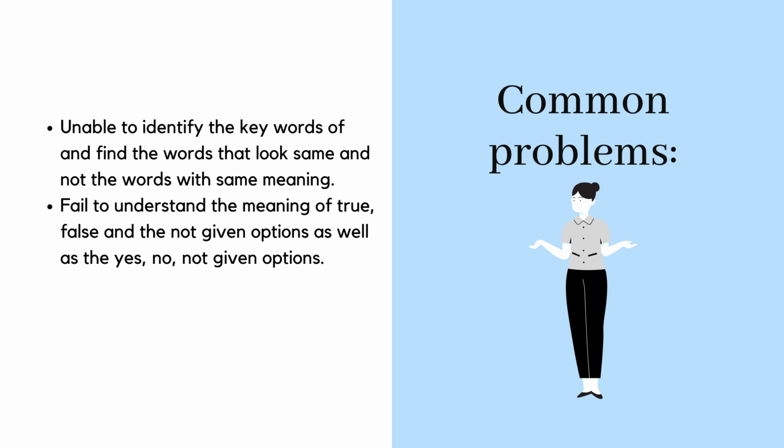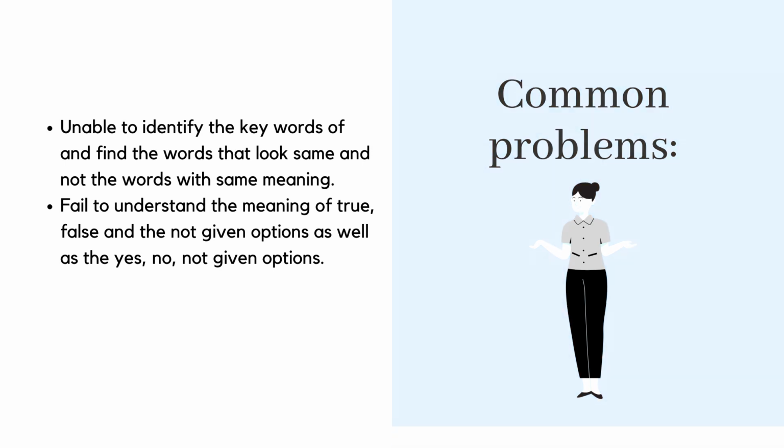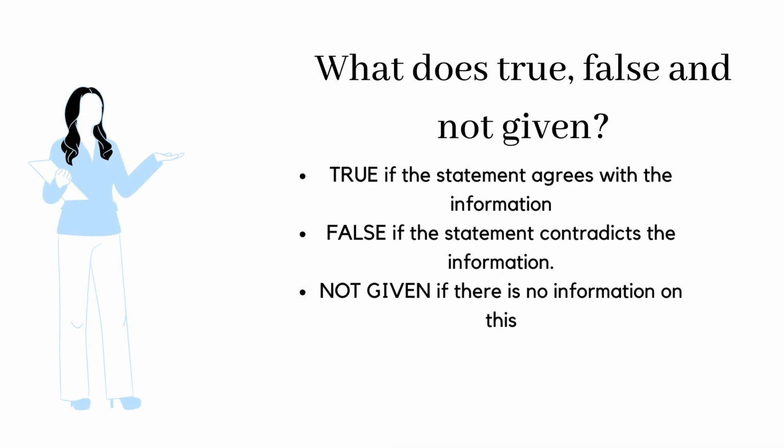Finally, some students also fail to understand exactly what true, false, and not given, or yes, no, and not given actually mean, and get themselves confused. Here, you need to read the instructions very clearly. We will see firstly what true, false, and not given mean. The most important thing to remember here is what the word true means, what the word false means, and what actually the words not given mean.